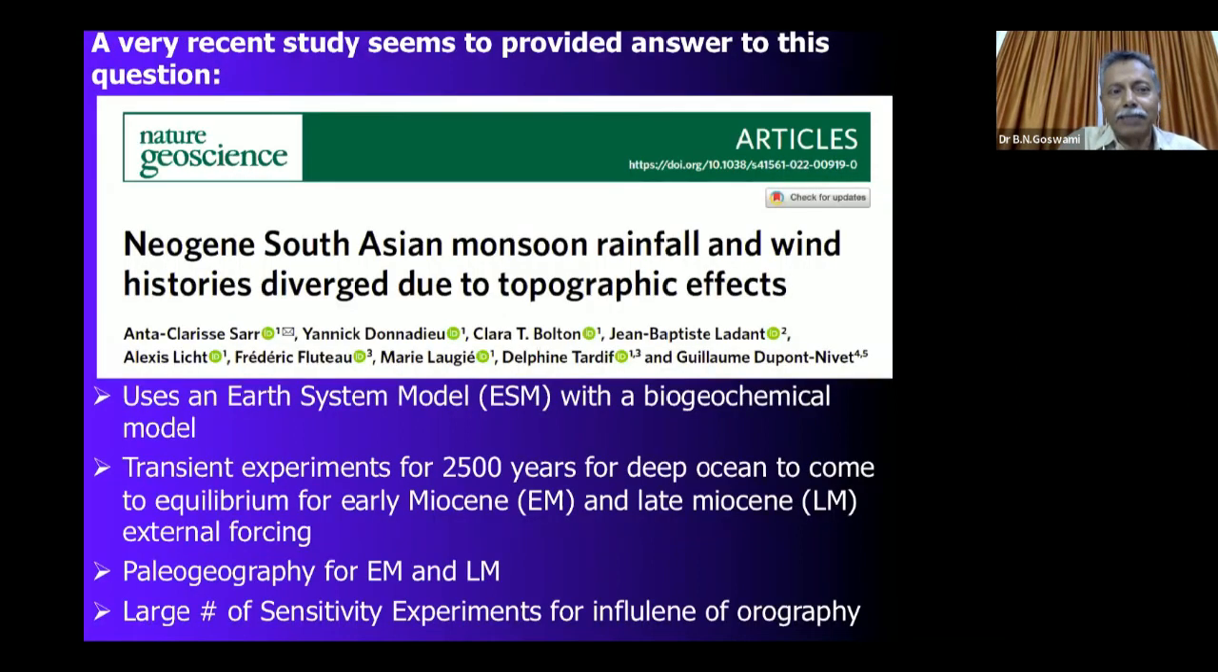A very recent study, in the last month, seems to have resolved this question. I believe that this is a very important study, which used an Earth system model with a biogeochemical model. They did some transient experiments for about 2,500 years, for early Miocene and late Miocene, around 20 million years ago and around 13 million years ago. They used the paleogeography during those two periods correctly, and then they did several sensitivity studies to find out.